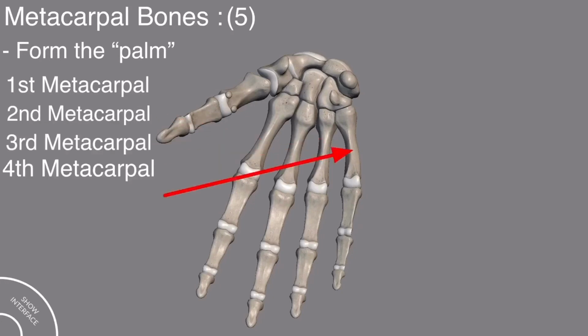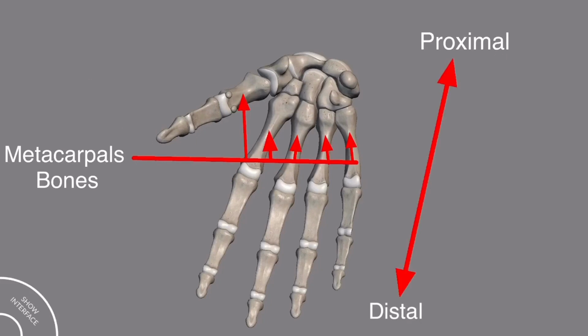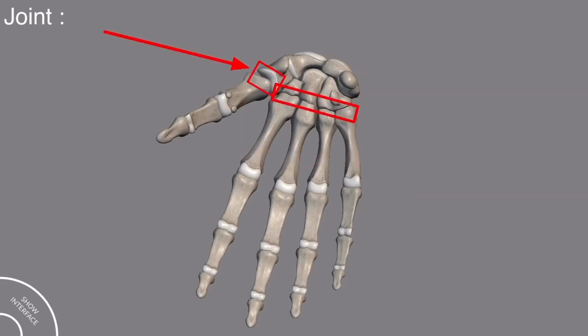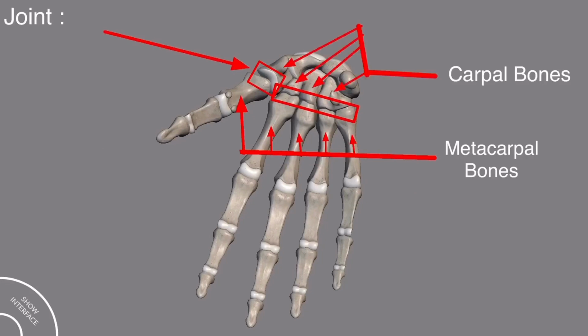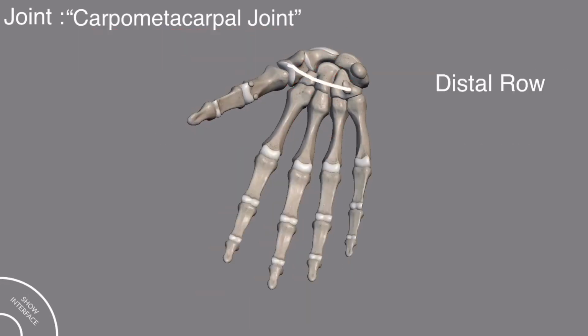The metacarpal bones are present distal to the carpal bones. That's why they are called the metacarpal bones. The joint that is formed between the metacarpal and the carpal bone is called the carpometacarpal joint. The distal row of the carpal bones articulate with the metacarpal bones.